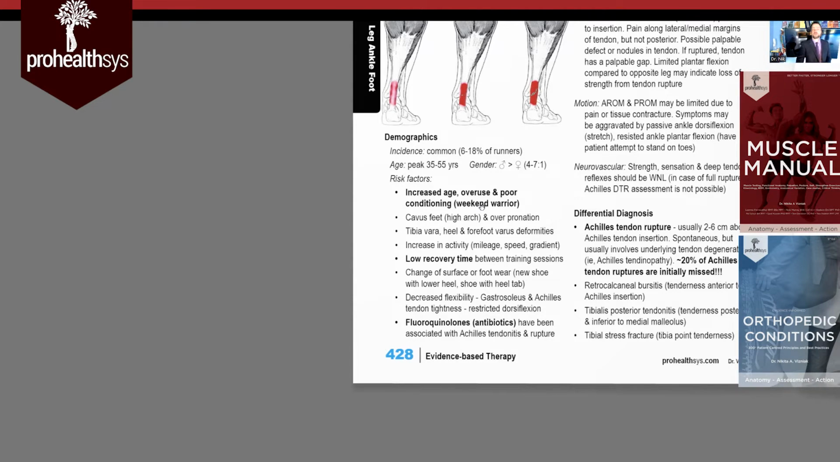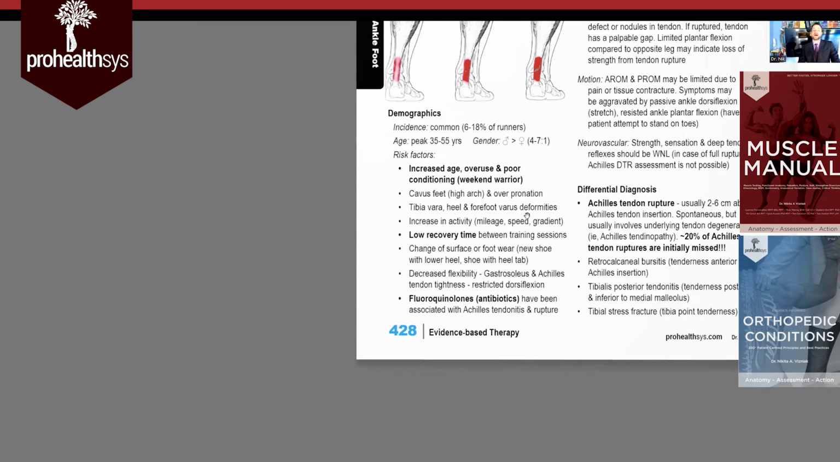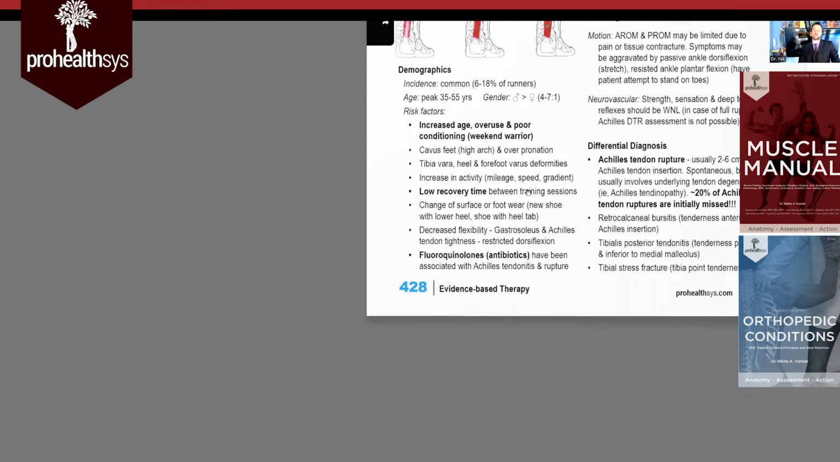So increased risks are associated with increased age, overuse, and poor conditioning. Hey, weekend warrior, what's up? Let's go play some basketball and rupture your Achilles tendons. Higher arch and overpronation also have some correlation in the literature. Tibia varum, varus abnormalities can be there as well. Increased activity too rapidly for the body to adapt to the pressure, and low recovery time between training sessions. If you are older, you generally need more time to recover.